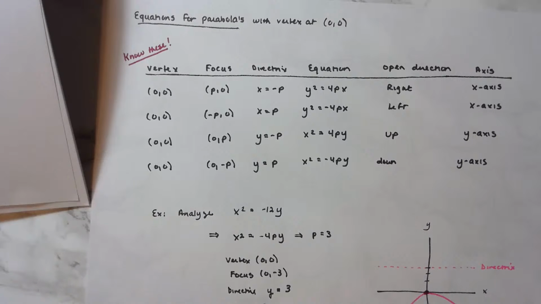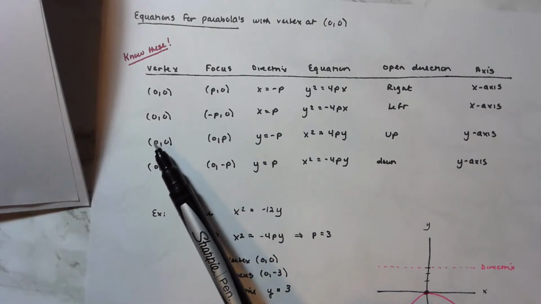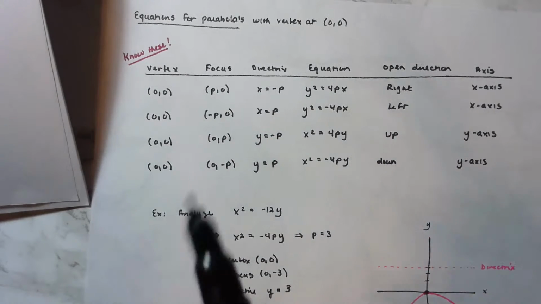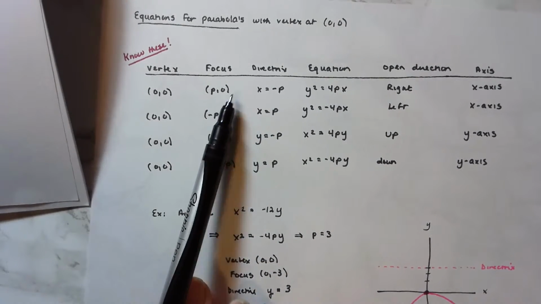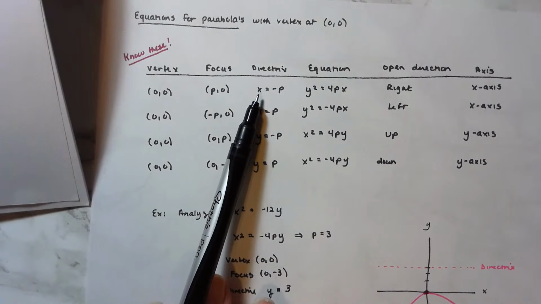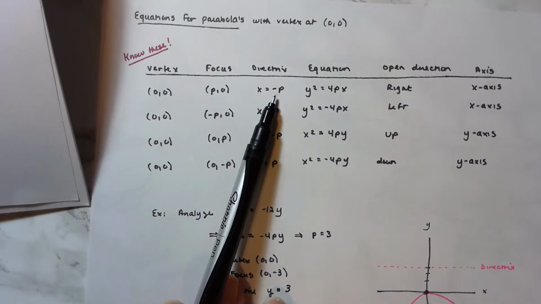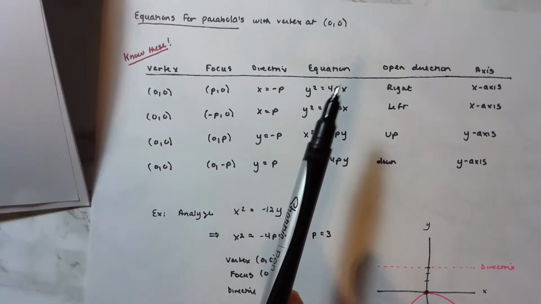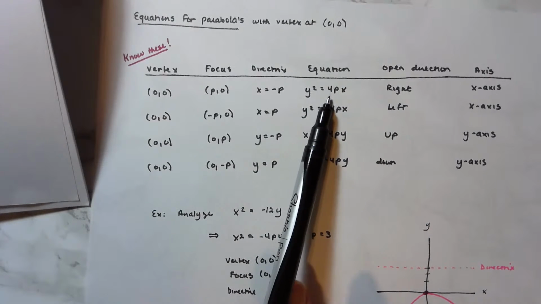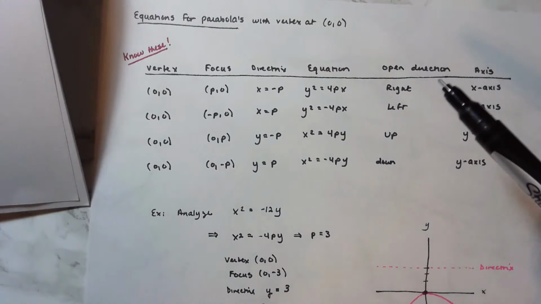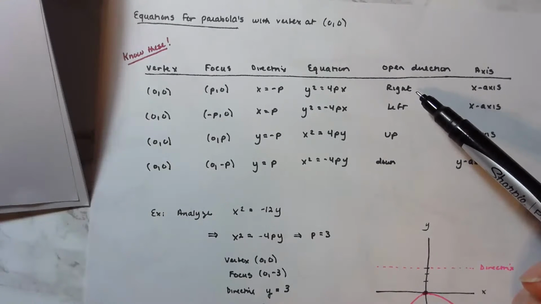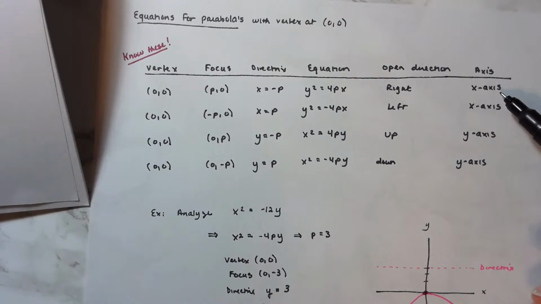I'm going to go through this. Again, all of the vertices here are at 0, 0. The focus is going to be at the point (p, 0). The directrix will be the line x equals negative p. The equation for something like this is going to be y squared equals 4px, which means the direction that the parabola will open is to the right. And the axis of symmetry is going to be the x-axis.